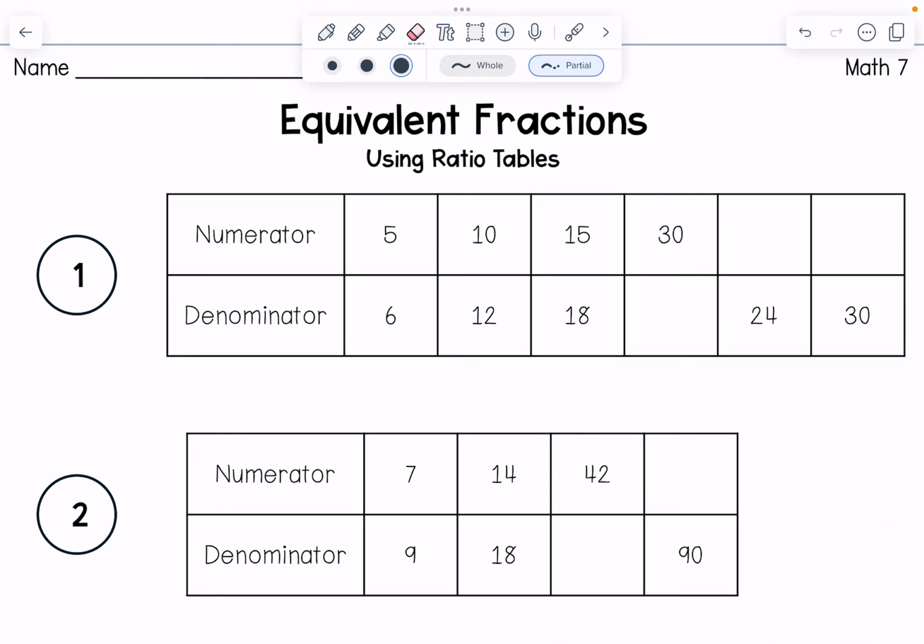Hi, seventh grade. We are going to be talking about finding equivalent fractions, and we're going to look at it a couple of different ways. We're going to start first with these ratio tables.